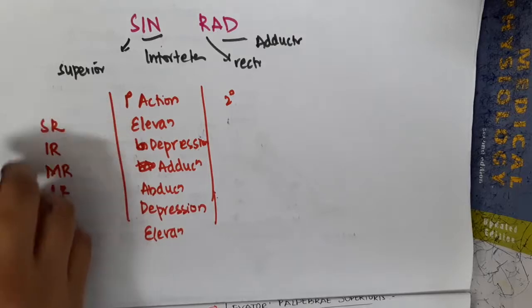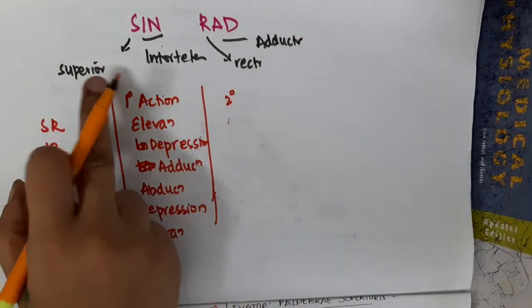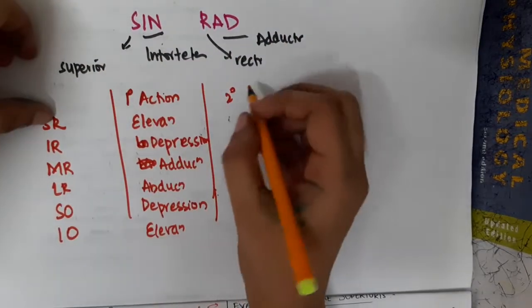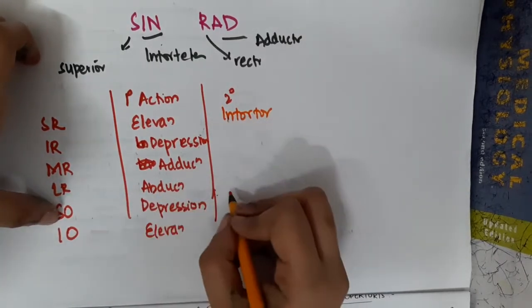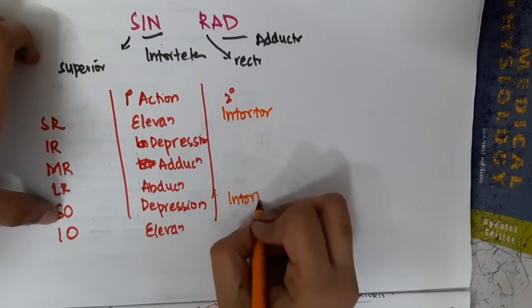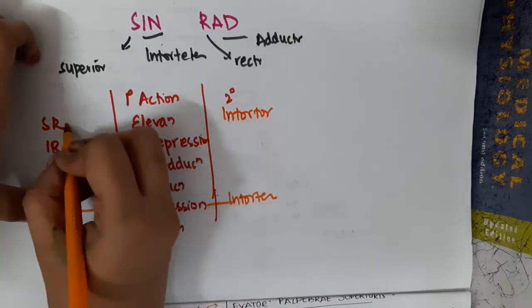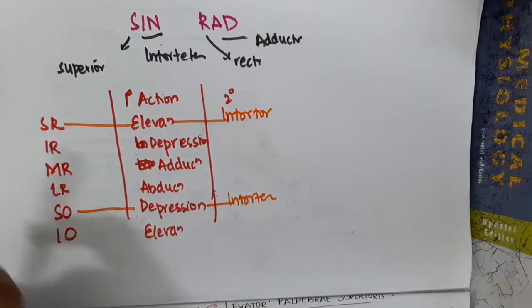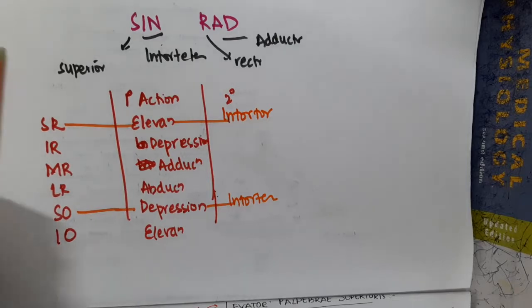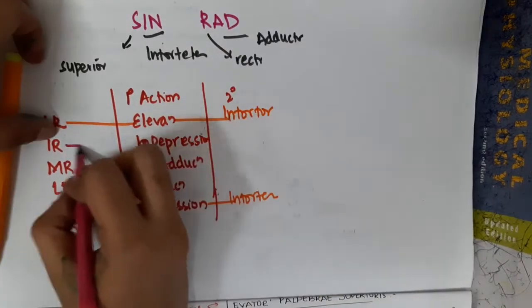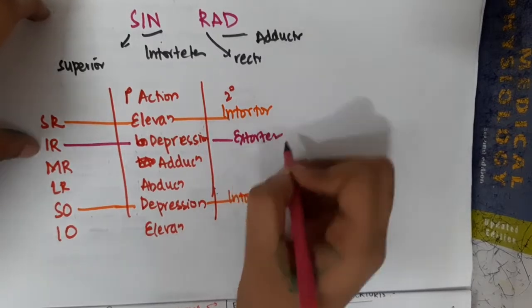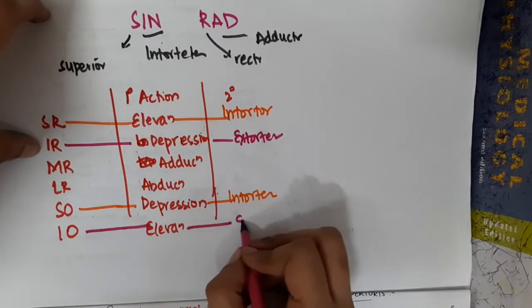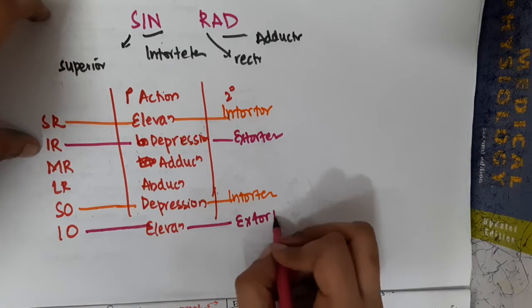Secondary action you can see by this SIN RAD. So all superiors are intorters. So superior rectus is an intorter and superior oblique is also an intorter. Whereas all the inferiors, if you see, it is opposite, that is extorters. Inferior rectus is an extorter and inferior oblique is an extorter.